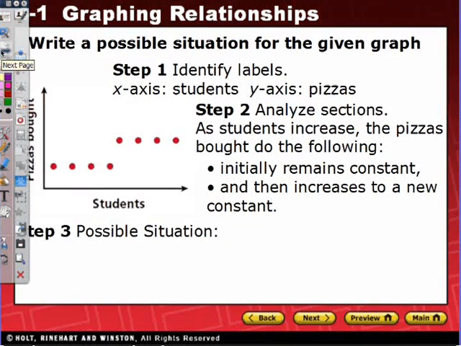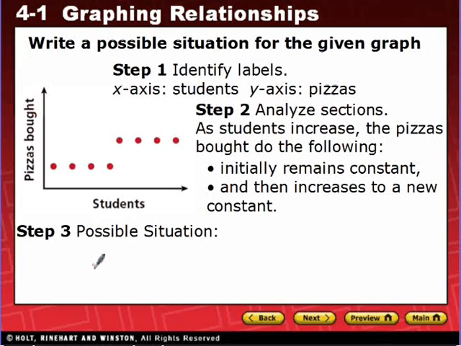On this one, same thing about writing a story. We have pizzas bought on the y-axis and students on the x-axis. And notice for a while, as the students increase, the number of pizzas doesn't increase. But then all of a sudden, it jumps up, and then it stays constant for a while. So my story would probably be, as students arrive, for a while, the number of pizzas we had ordered was perfect, right? And we just kept the same number of pizzas, and then more students showed up. We finally needed to order more pizzas, and then those pizzas were enough for an increasing number of kids. If more kids kept coming, we'd have to jump up again and order more pizzas.